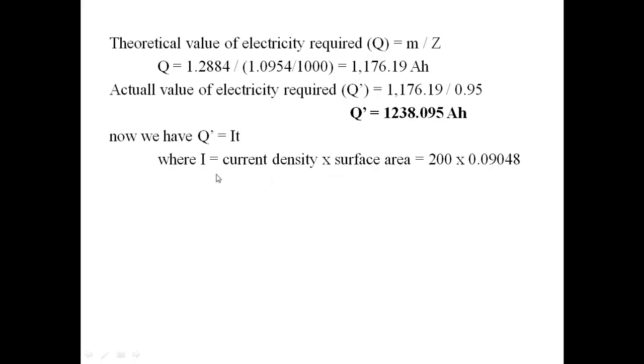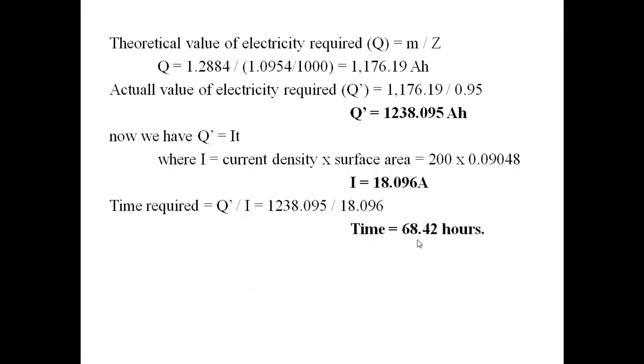These are the things you need to think to get the solution. So current density is 200 and surface area is already calculated. Once we simplify this, we get current: 18.096 ampere. After getting this, what we need to find is time. Once we get this current, we can substitute it in q dash equal to It and get the time. So time required will be equal to q dash by I, which is nothing but 68.42 hours.